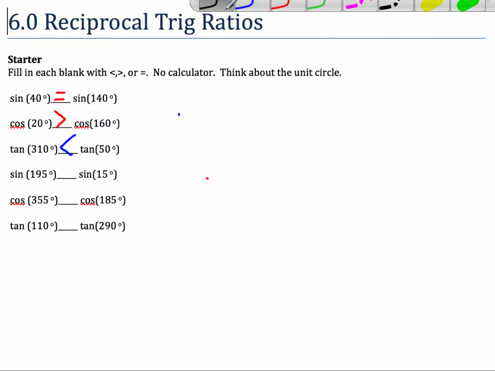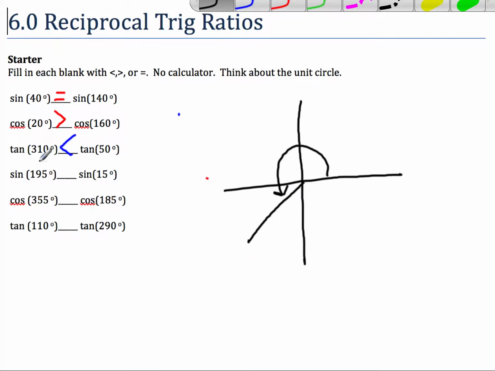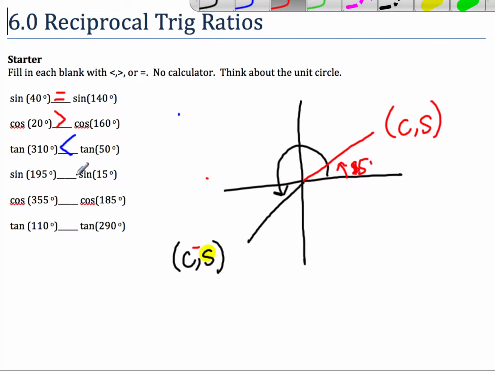All right, let's try the next one. 195. 195 falls here. We're looking at the sine, so we're looking at our y value, and in this quadrant, our sine is actually a negative value. Well, let's look at 15 degrees. That's right here. Oops, 15. I'm supposed to write here. And cosine, sine, well, my sine is positive. All of our values are positive here, so 195 is less than.